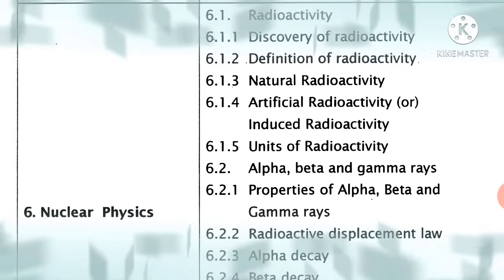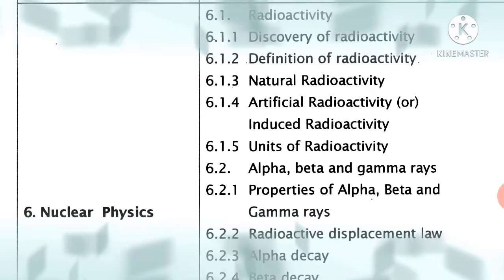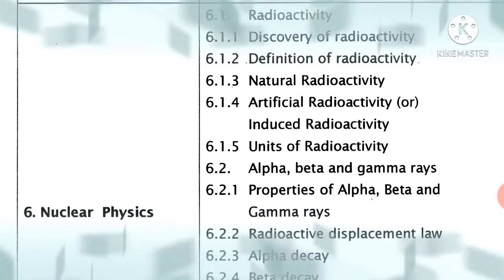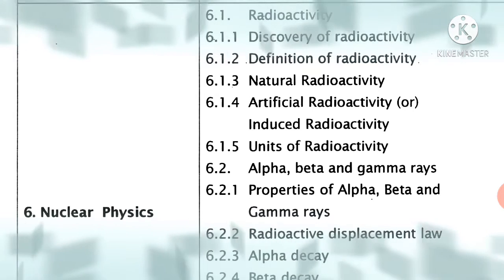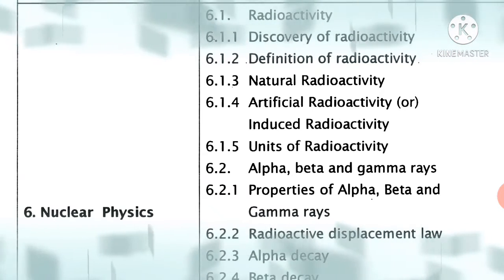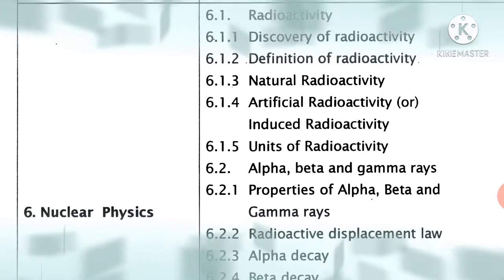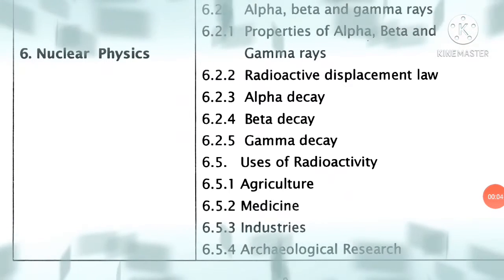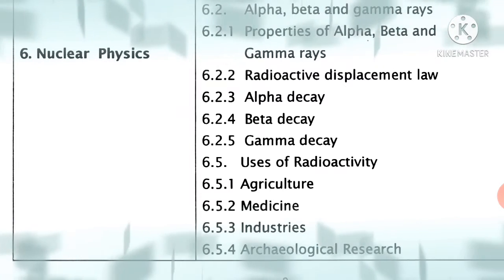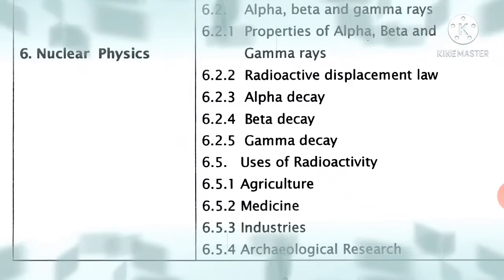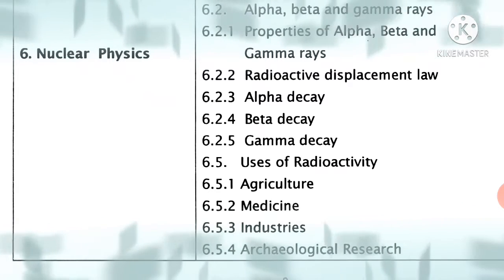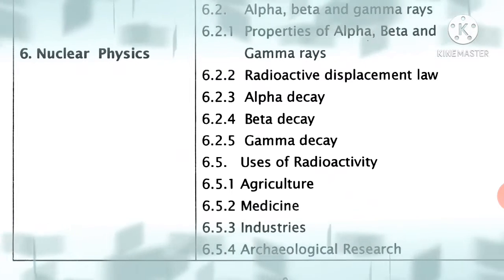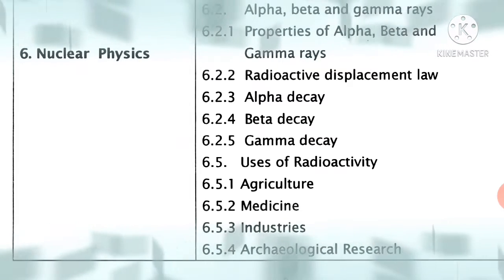6.1.5 Units of radioactivity. 6.2 Alpha, Beta and Gamma rays. 6.2.1 Properties of alpha, beta and gamma rays. 6.2.2 Radioactive displacement law. 6.2.3 Alpha decay. 6.2.4 Beta decay. 6.2.5 Gamma decay. 6.5 Uses of radioactivity. 6.5.1 Agriculture. 6.5.2 Medicine. 6.5.3 Industries. 6.5.4 Archaeological research.